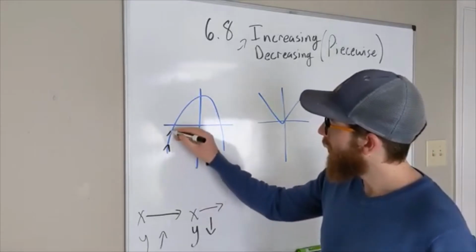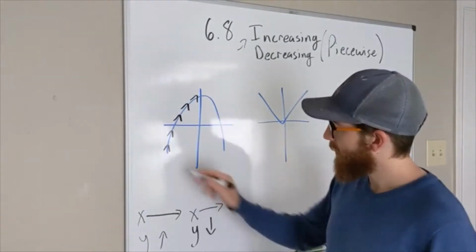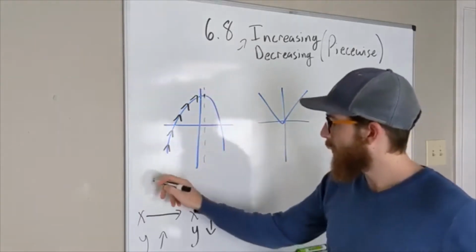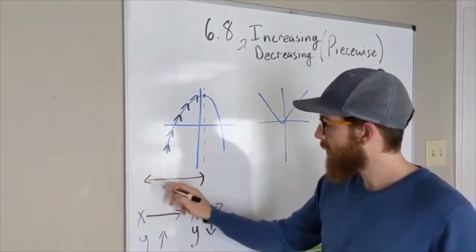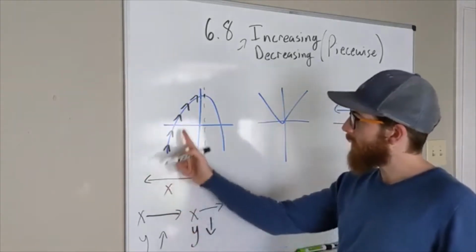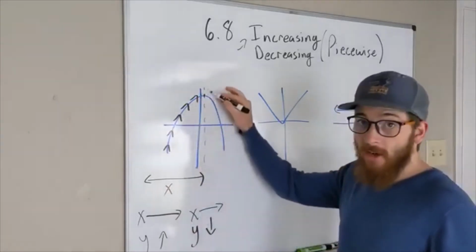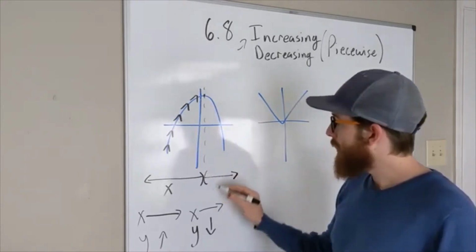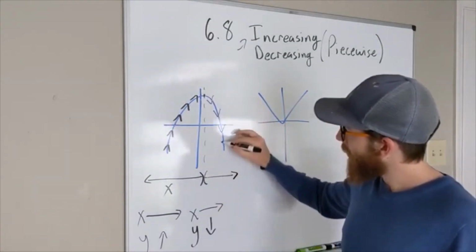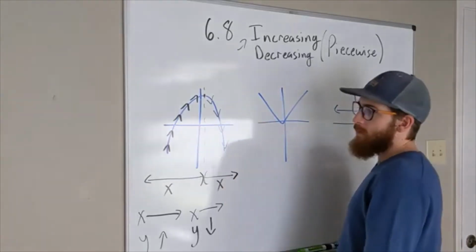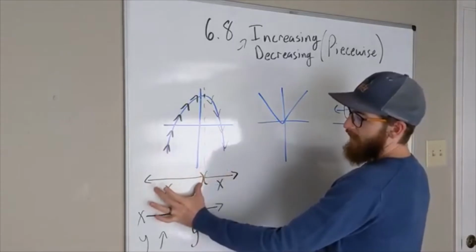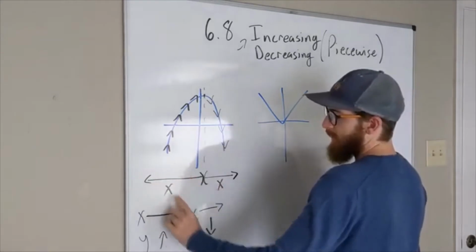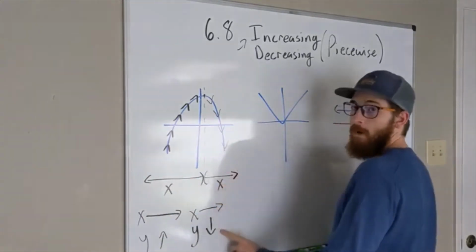And so here, it's increasing until this point here. So all of these x values, all of those x values, y is increasing. Increase, increase, increase. But right here at this maximum value, they switch. And if you notice, these are all decreasing. So these x values increasing, these x values decreasing. In other words, for these x values, y is going up. For these x values, y is going down.